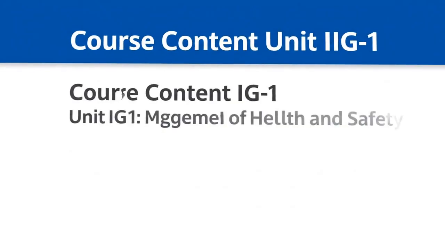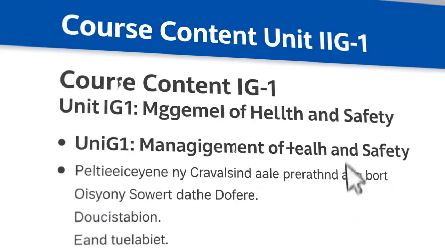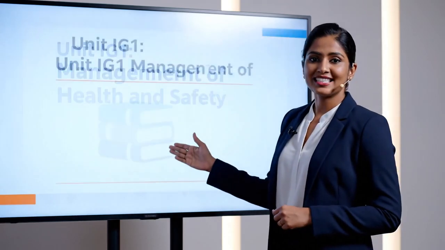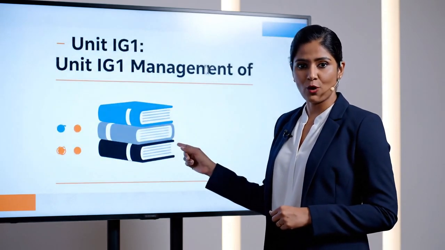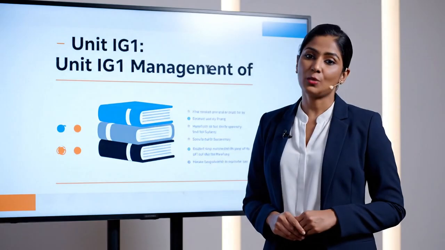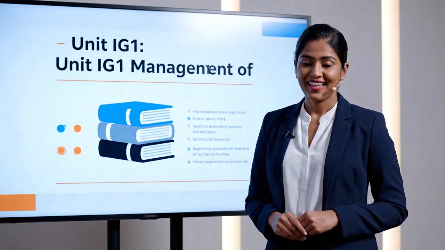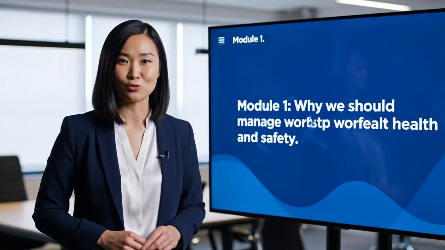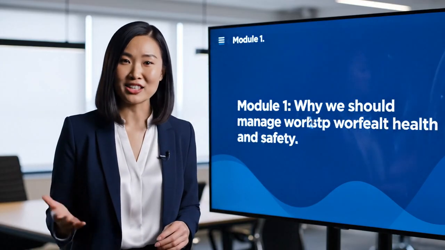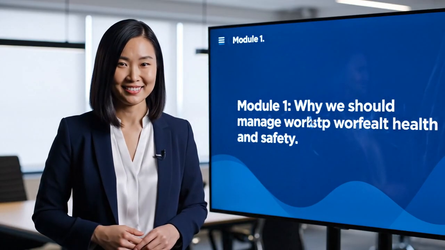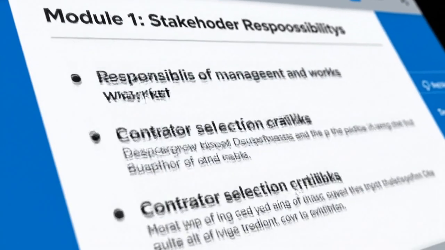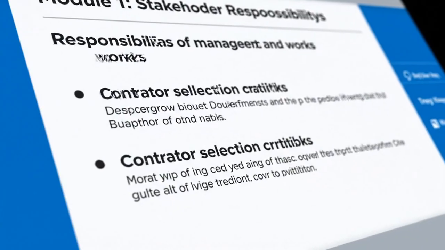Now, let's explore the specific course content, starting with Unit IG1, Management of Health and Safety. This unit is divided into 4 distinct modules, which we will cover sequentially in this series. Module 1 explains the moral, legal, and financial reasons why we must manage safety in the workplace. We will discuss the responsibilities of management and workers, as well as contractor selection criteria.